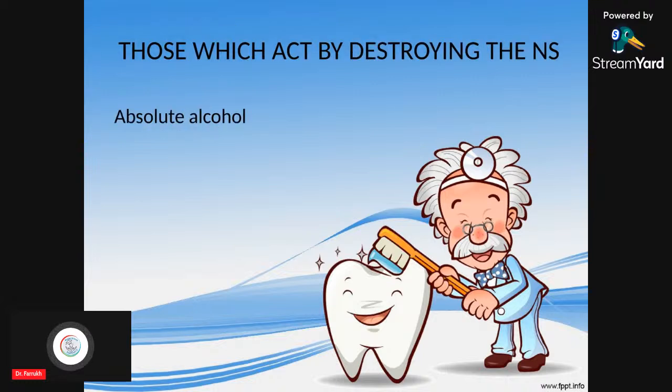Moving on, then we have those which act by destroying the nervous tissue. Absolute alcohol destroys the nervous tissue, so you should know that. Okay, so these are the three types of obtundant on the basis of the mechanism of action.